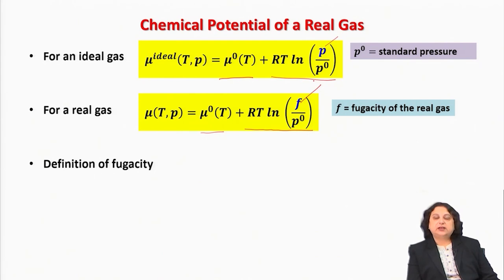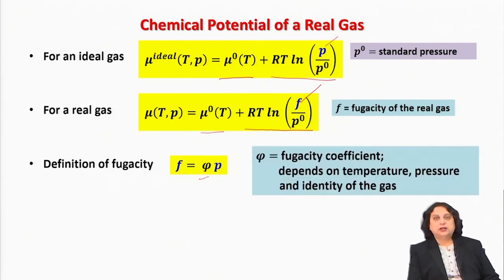Now, obviously the question comes, what would be the definition of fugacity? Fugacity is defined to be proportional to the pressure, and the proportionality constant is known as phi, or the fugacity coefficient. Obviously, phi depends on temperature, pressure, and identity of the gas. And also, phi is an indicator of the magnitude of deviation of the behavior of the real gas from ideality.